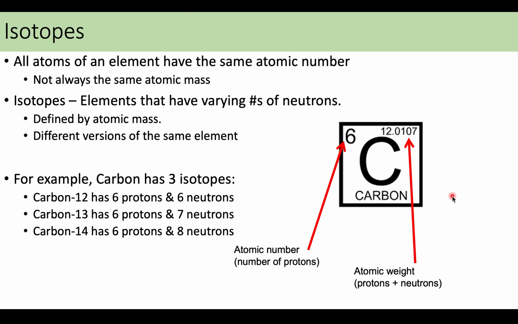Isotopes are elements that have varying numbers of neutrons. So the atomic number is going to be the same, but the atomic weight will be different. So the isotopes are defined by that atomic mass, and they're essentially different versions of the same element. So for example, carbon here has 3 different isotopes that can exist: carbon-12, carbon-13, and carbon-14. And the difference is carbon-13 has an extra neutron. Carbon-14 has 2 extra neutrons.